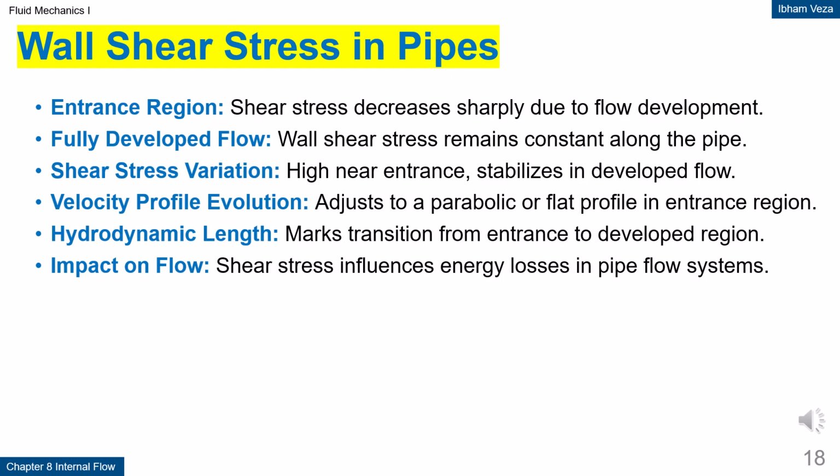Wall shear stress in pipes. In the entrance region, the wall shear stress changes significantly because the flow is still adjusting. Its value is high near the inlet and then gradually decreases. Once the flow is fully developed, the wall shear stress becomes constant along the pipe. This change reflects the formation of a stable velocity profile. This shear stress strongly influences energy losses in piping systems.